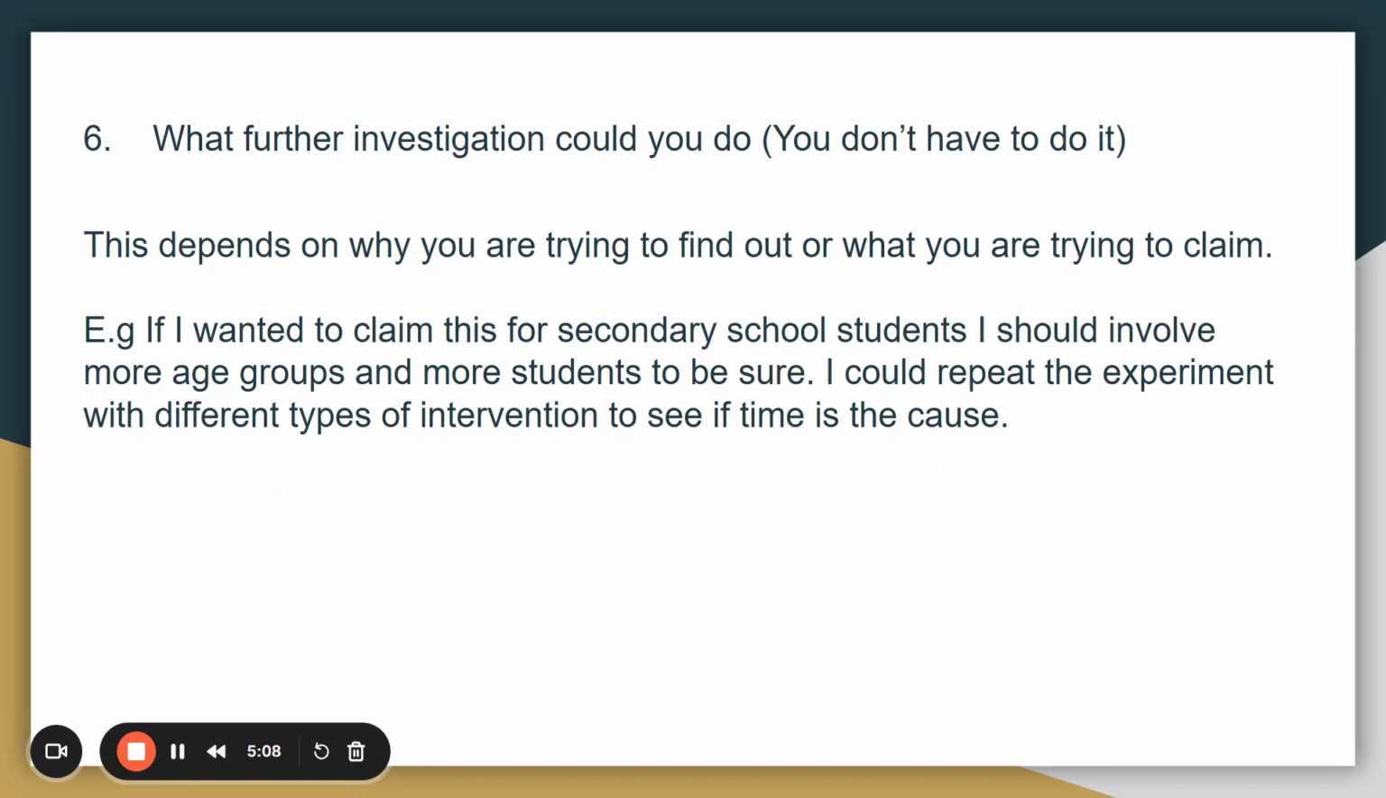And remember, you don't have to do this. You're just going to say that these are things you could further investigate to be more sure about your particular claim. So if I wanted to claim this for all secondary school students, I could involve more age groups and more students to be sure. I could repeat the experiment with different types of intervention to see if time was the cause. So this is your opportunity just to give a few ideas on what could happen here.